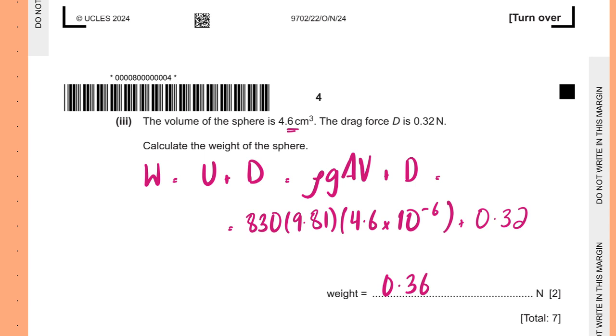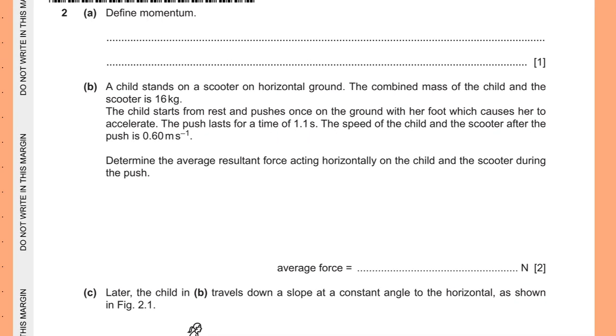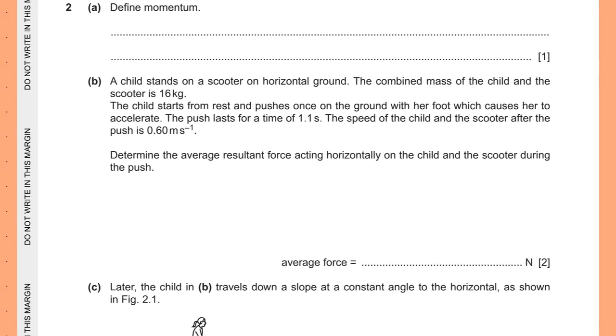Let's go on to the next question. Now this is definitely one of the more tricky questions of this one, not the first few parts, but the parts which come later. So the first part, define momentum. So that's the product of mass and velocity. Very straightforward.